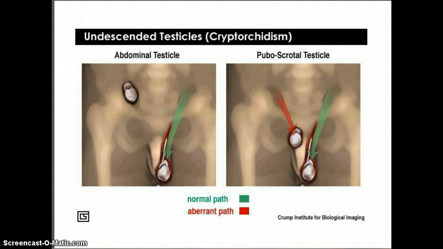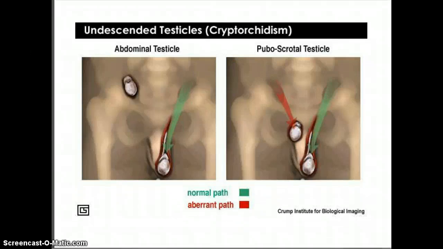Here is a diagram of the undescended testicles. Cryptorchidism literally means hidden testicles. If you recall your medical terminology, and if you don't, take out your Taber's. Hopefully you still have your Taber's medical dictionary. And this shows you the normal path in green for descent of testicles, and then an aberrant path which could prevent the testicle from properly descending.